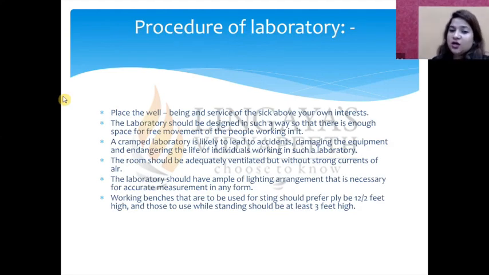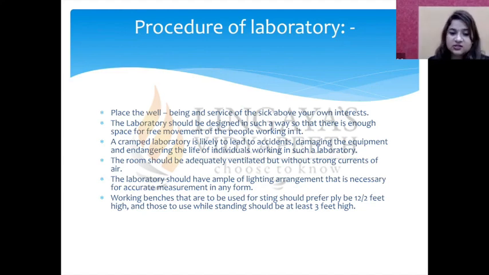Now, talking about the procedures of the laboratory. The laboratory should be designed in such a way that there is enough space for free movement of the people working in it. So this must be the point, that the laboratory in which you are working, the laboratory that you are designing, must always be spacious, because if there is not enough space, there would be chances of spillage of the fluids or the chemicals or the reagents which you are working with. If it spills, there are high chances of spreading the infection.